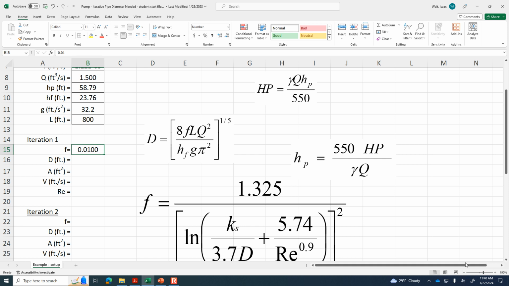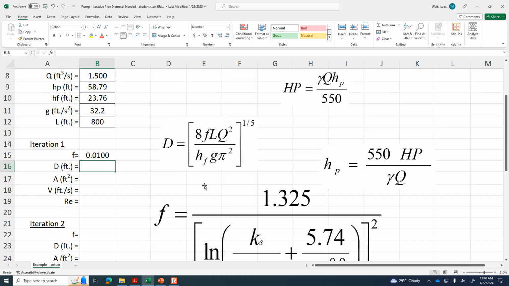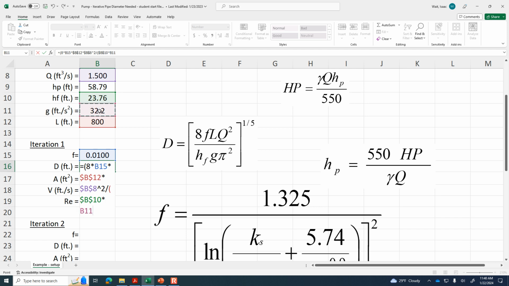All right, Excel does an interesting thing. Depending on how far zoomed in you are, it sometimes won't let you click on certain cells. There we go. All right, so equals 8 times the F value times the length, and I'm going to anchor the reference to the length by pressing F4, times the flow rate, anchor that and square it, and now divide it by the H sub F, anchor that reference, times G, anchor the reference, times pi squared, pi in parentheses, squared, then close that, and then to the power of 0.2.